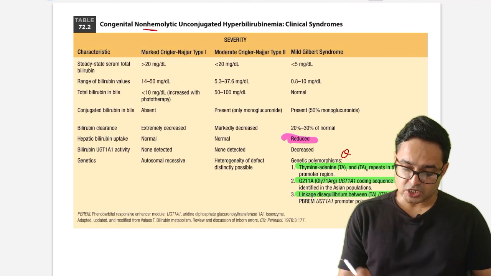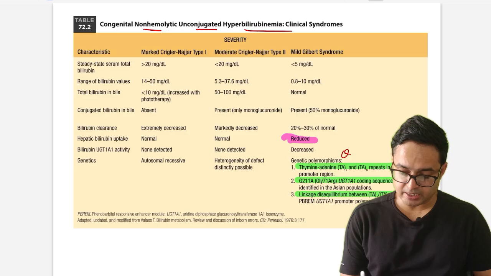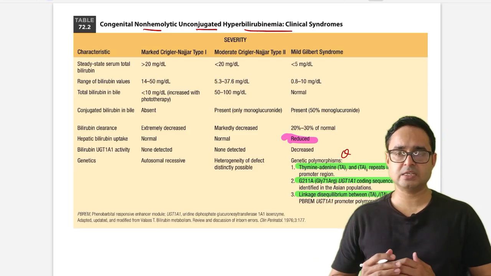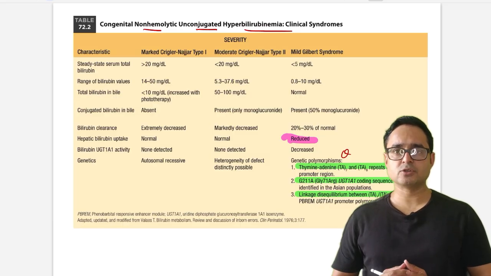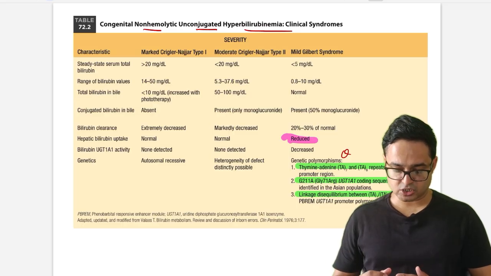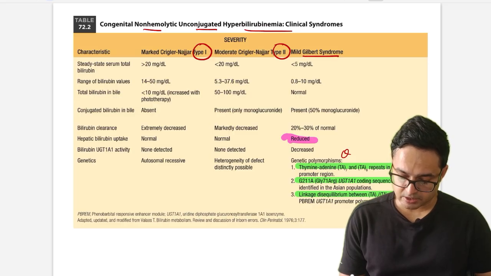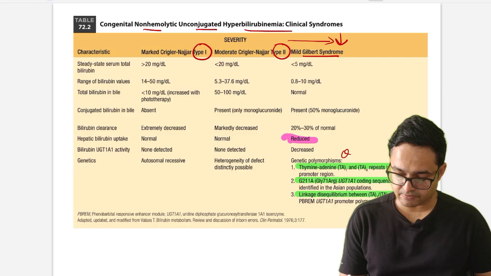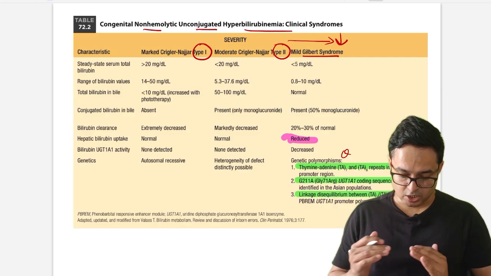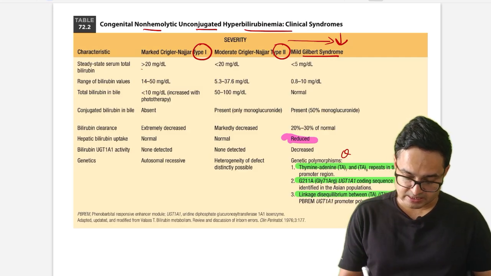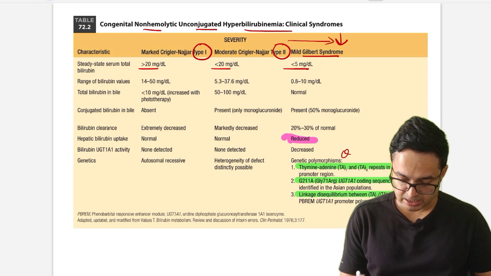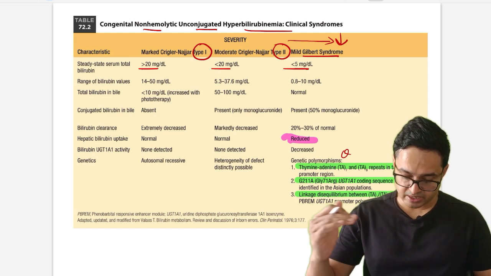Going forward, congenital non-hemolytic unconjugated hyperbilirubinemia. We have discussed these syndromes under the heading of inherited hyperbilirubinemia disorders in our gastroenterology discussion. You can check out the playlist in this channel. But for this discussion, we are discussing Crigler-Najjar type 1, type 2, and Gilbert syndrome. So severity will decrease as we go this side. In this condition, serum bilirubin is more than 20, less than 20, less than 5, because severity is increased.